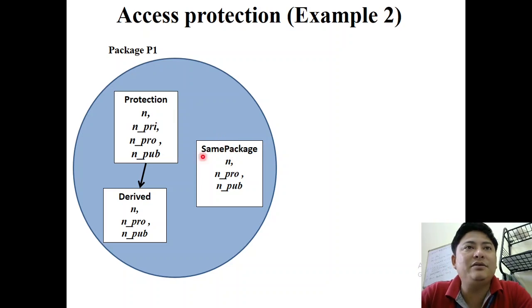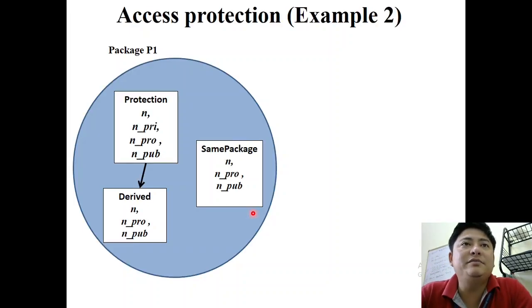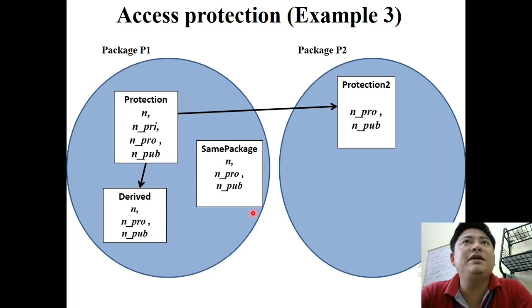Okay, so it has not inherited anything from anyone else. So in that scenario, what will happen? Are all these variables accessible in this same package or not? The answer is, except private, default, protected, and public are accessible in the same package. That is scenario number 3, right? So now next is scenario number 4.